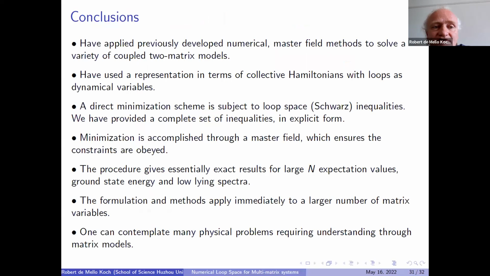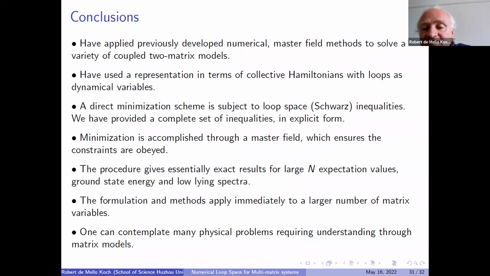So that's where we are. That's what we've seen so far. Just a couple of conclusions. What did we do in this talk? Well, we've applied a previously developed numerical master field technique to solve a variety of coupled two matrix model problems. The basic idea was to use a representation in terms of collective Hamiltonians, meaning the loops are now the dynamical variables. That means there's a non-trivial Jacobian. It gives you a non-trivial effective potential. And essentially, this is a numerical test that that effective potential is correct.